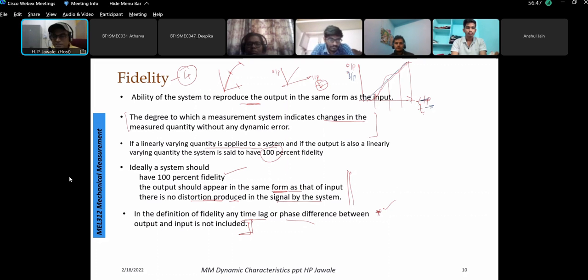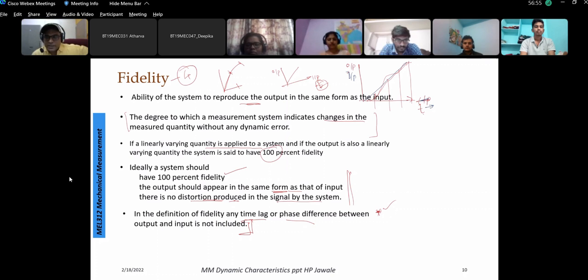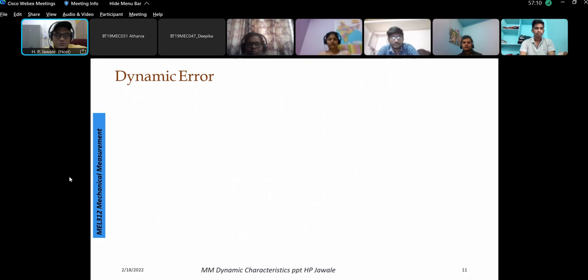Any difficulty in understanding, let me know, otherwise we'll move ahead. I think we'll take one more slide and stop here, or two. So this is the fourth important dynamic characteristic of the instrument. No response from you. Okay, let's assume you understood everything. Let us go to the next one.